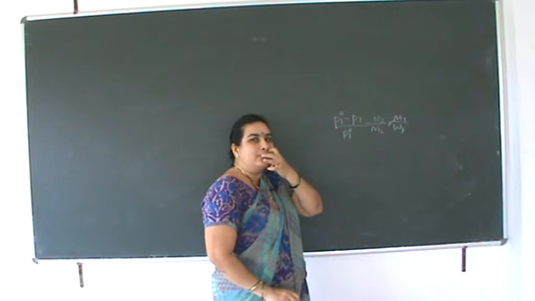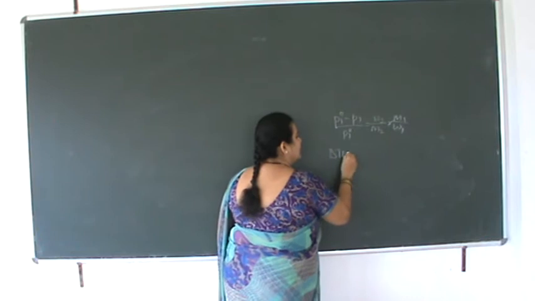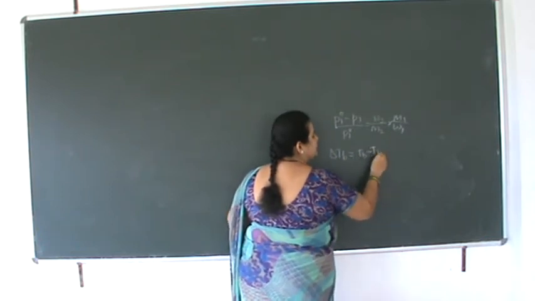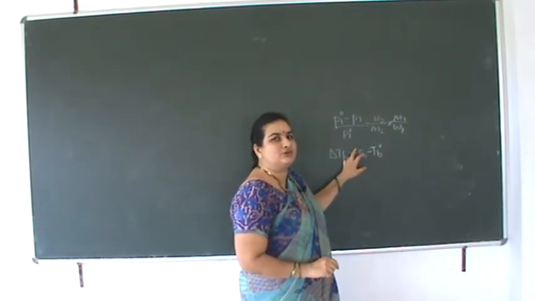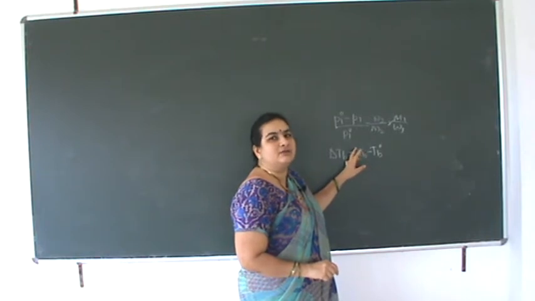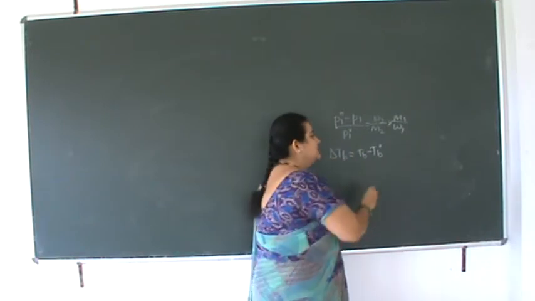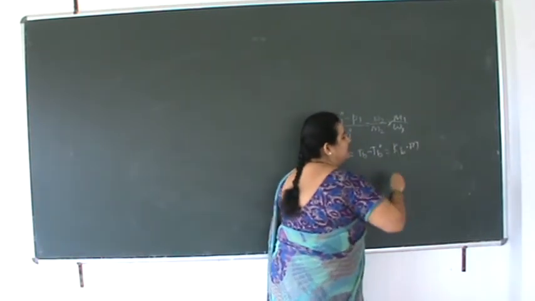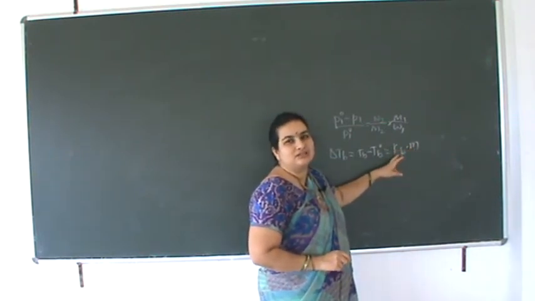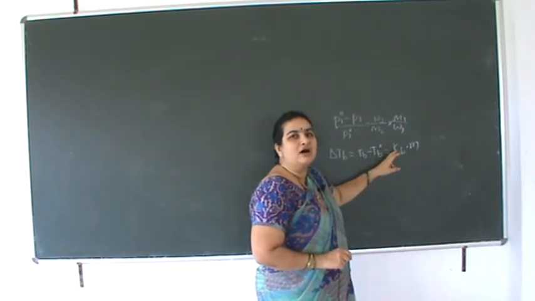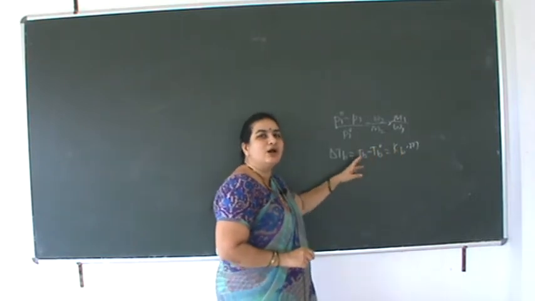And next, I have also covered the elevation in boiling point. That is, elevation in boiling point is equal to TB minus TB naught. Here TB means the boiling point of the solution prepared by a non-volatile solute in a volatile solvent, which will always be higher than that of the pure solvent. So this is equal to Kb into m. m means molality of the solution. Kb means molar elevation constant or ebullioscopic constant or elevation in boiling point constant.